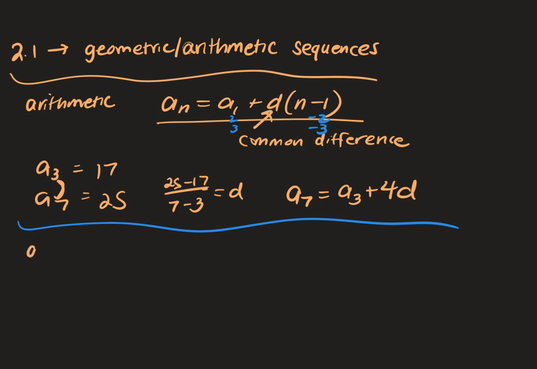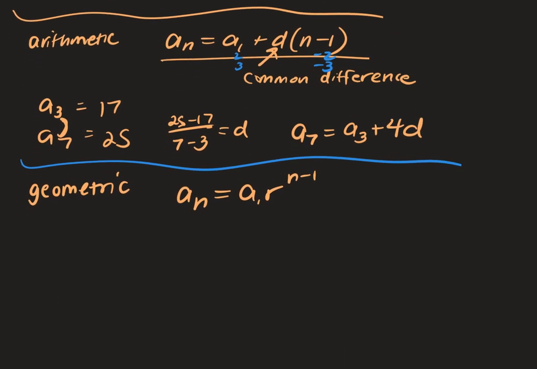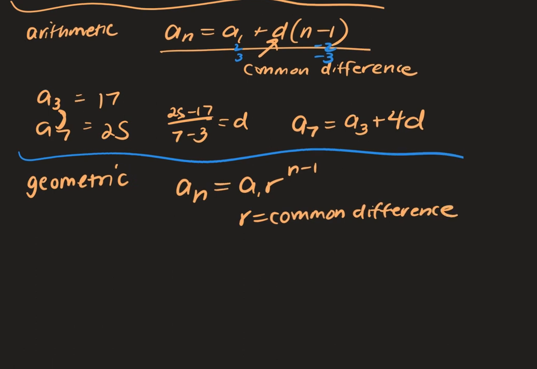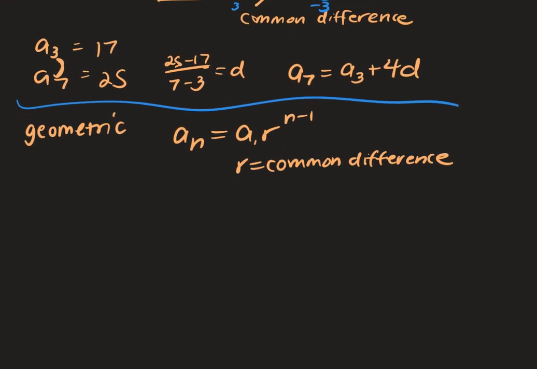Then you had geometric. And a_n equals a_1 times r to the n minus 1 is your initial form. r is your common ratio. And this time, if you're jumping, so you might get one that gives you the r and asks for a specific term. You might get one that gives you a couple of terms and it asks you to identify r and then find a specific term, something like that.